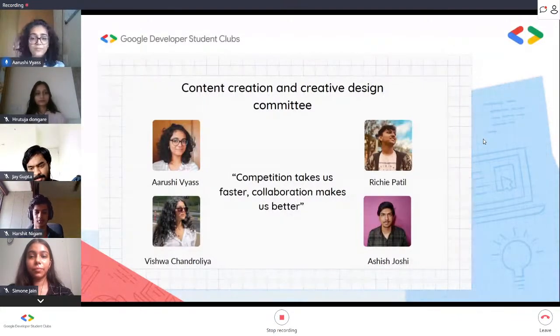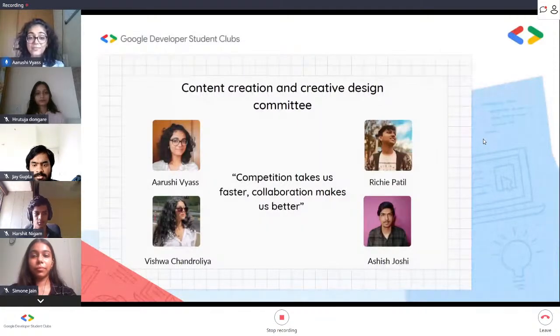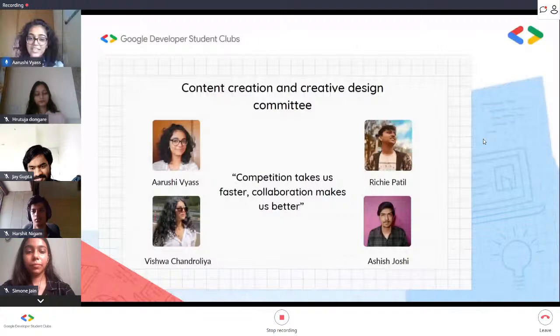Creativity can be found in most any corner, anywhere, any experience. The secret is knowing where to look, and we in the Content Creation and Creative Design Committee of GDSC aid in providing exactly that. I am so elated to be a part of this wonderful team, to share my expertise, learn from the best, and assist GDSC Amity University Mumbai reach new heights.